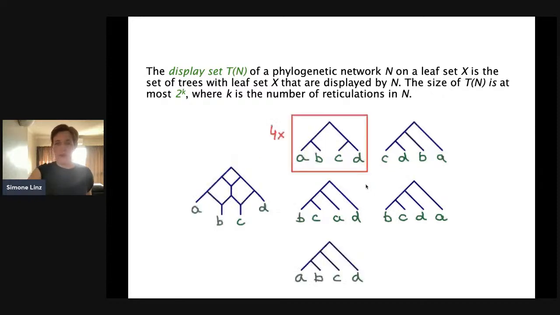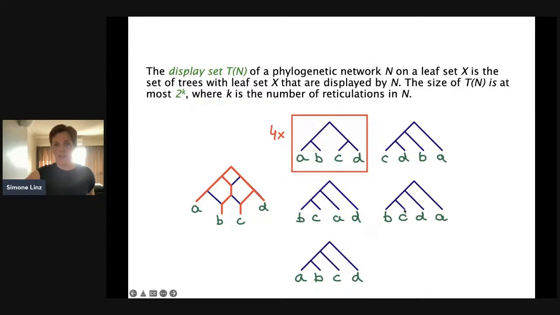However, in general, we have networks that display strictly fewer than 2^k trees. An example for this is the network over here, where we have 3 reticulations. So we would expect a display set of size 8, 2^3. But when we look at all the trees that are displayed by the network, we see that we can only actually find 5 phylogenetic trees on leaf set A, B, C, and D.